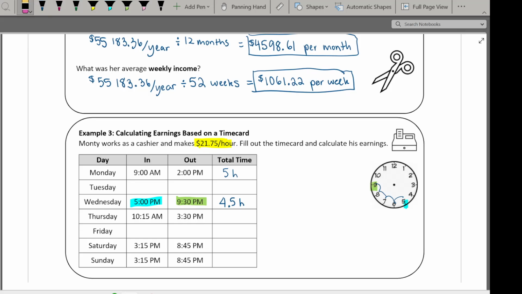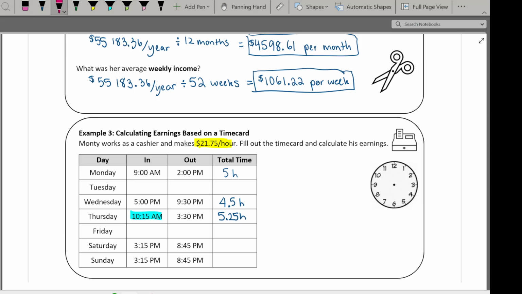Okay, let's do Thursday. So for Thursday, he's starting at 10:15. So that is, let's just round it, let's just say 10 for now, 10:15. And then he's working till 3:30. So 3 is already here. So it's like 1, 2, 3, 4, 5. So 5 full hours plus an extra 15 minutes, because from 15 to 30 minutes is 15. So it would be 5 hours and 15 minutes. Now 15 minutes is a quarter of an hour. So if I want to write this as a decimal, I would write it as 5.25 hours.